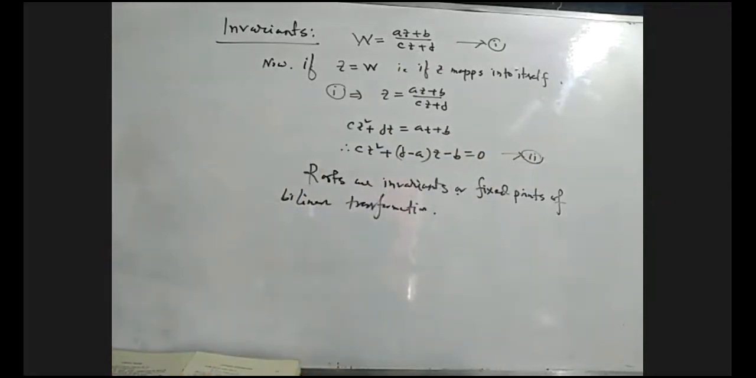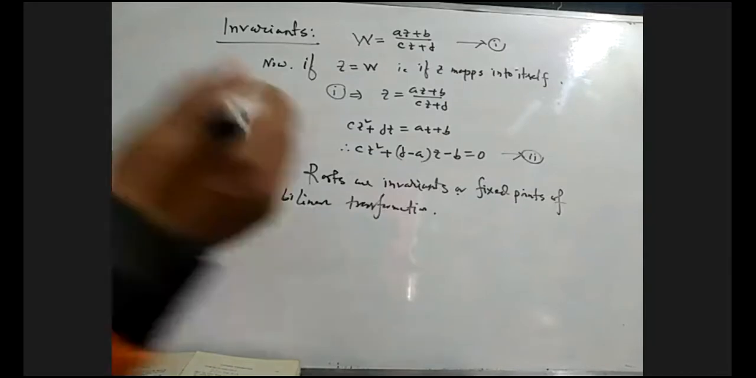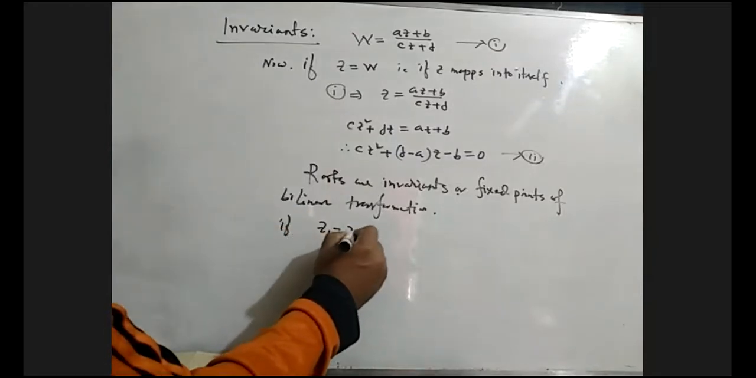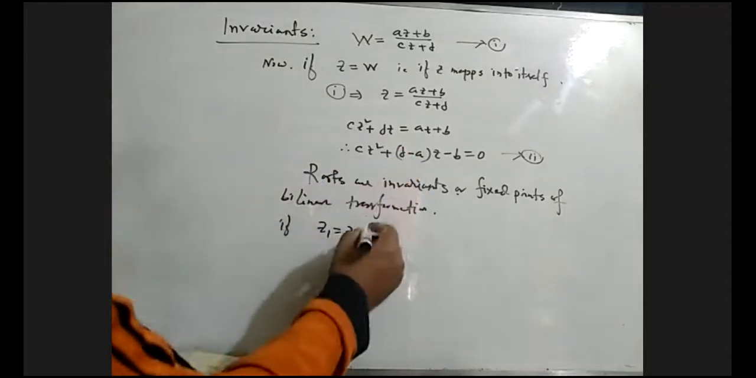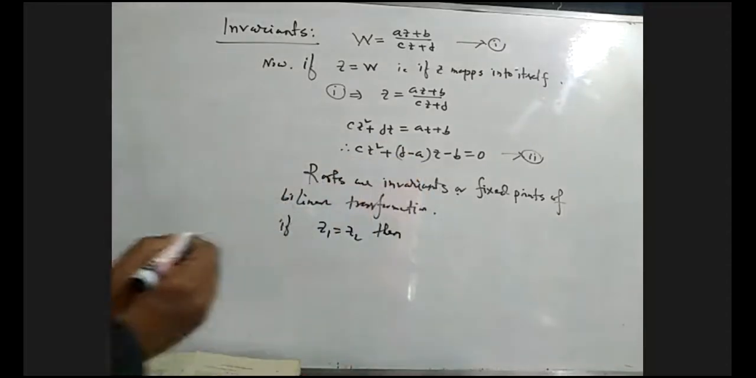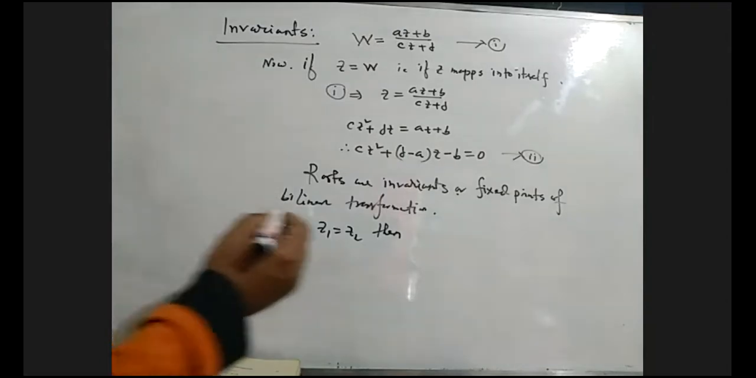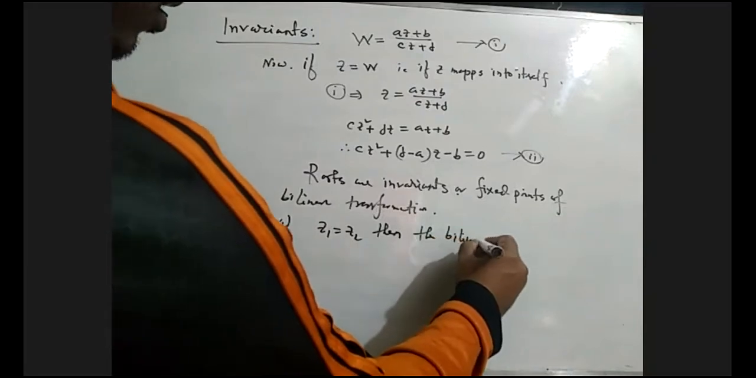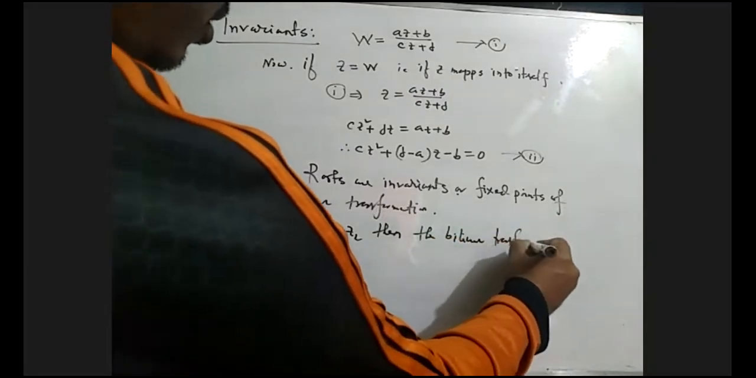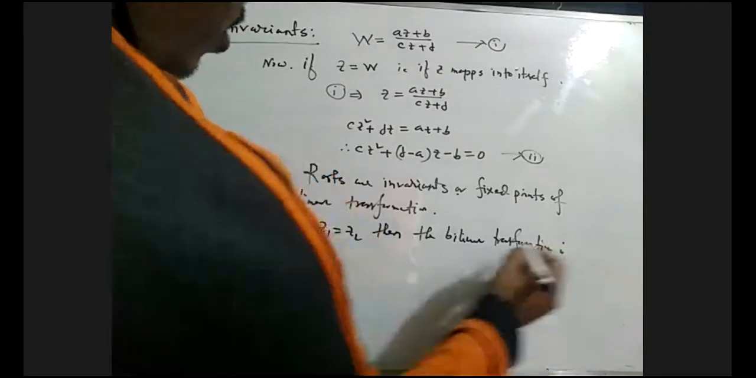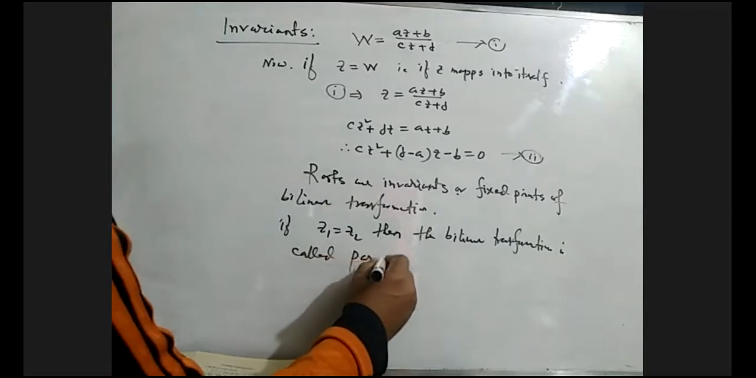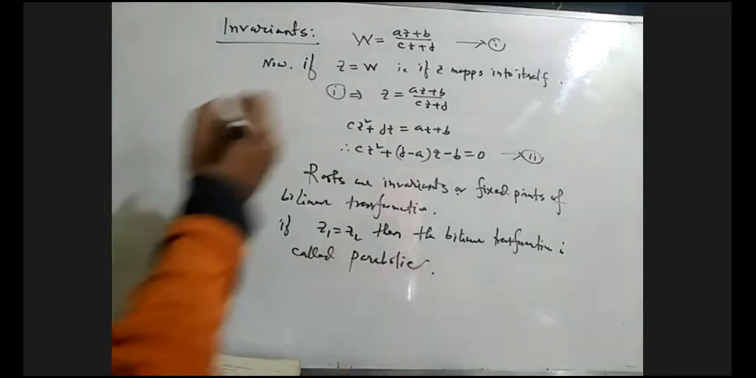of the bilinear transformation. So if the roots are equal, that is, if Z1 equals Z2, meaning the two roots are equal, then the bilinear transformation is called parabolic. Okay, parabolic.